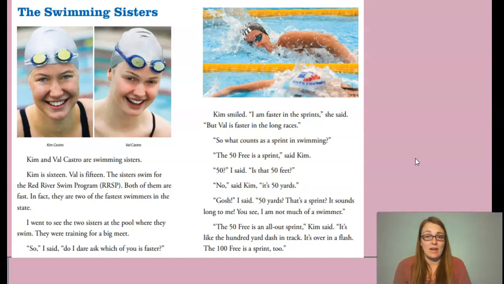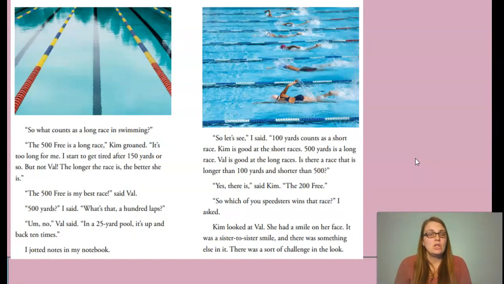You see, I am not much of a swimmer. The 50 free is an all-out sprint, Kim said. It's like the 100-yard dash in track. It's over in a flash. The 100 free is a sprint, too. So what counts as a long race in swimming? The 500 free is a long race, Kim groaned. It's too long for me.